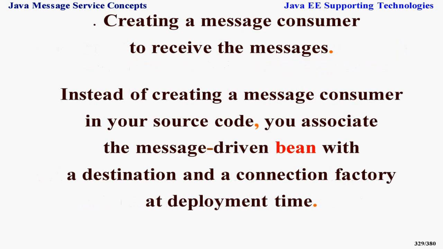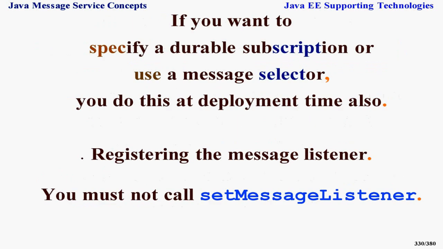Creating a message consumer to receive the messages. Instead of creating a message consumer in your source code, you associate the message-driven bean with a destination and a connection factory at deployment time. If you want to specify a durable subscription or use a message selector, you do this at deployment time also.